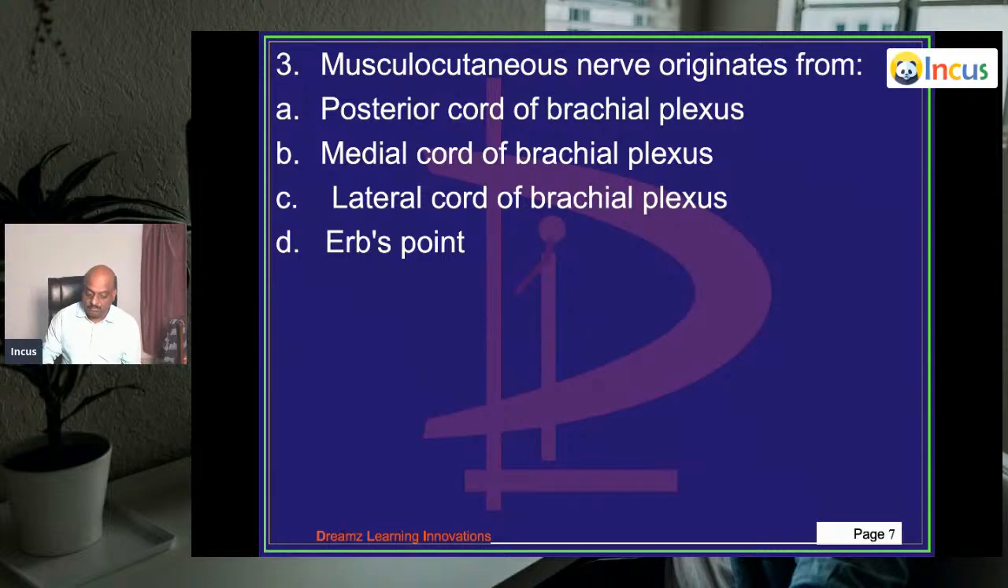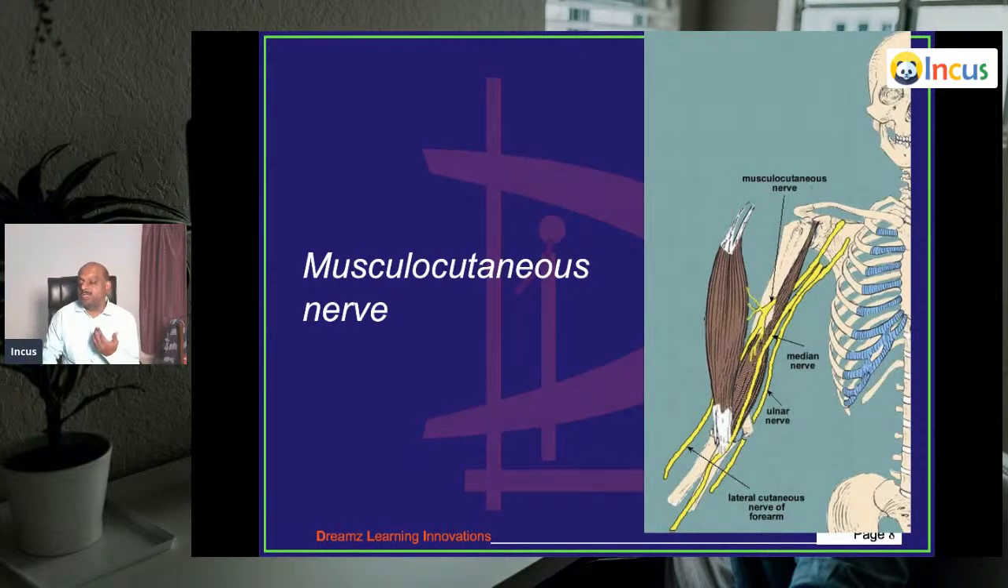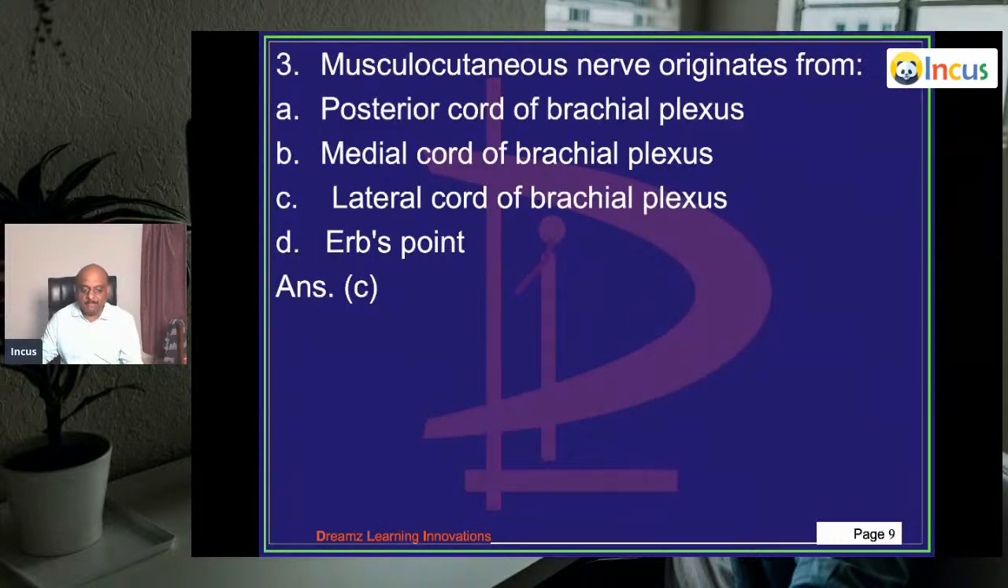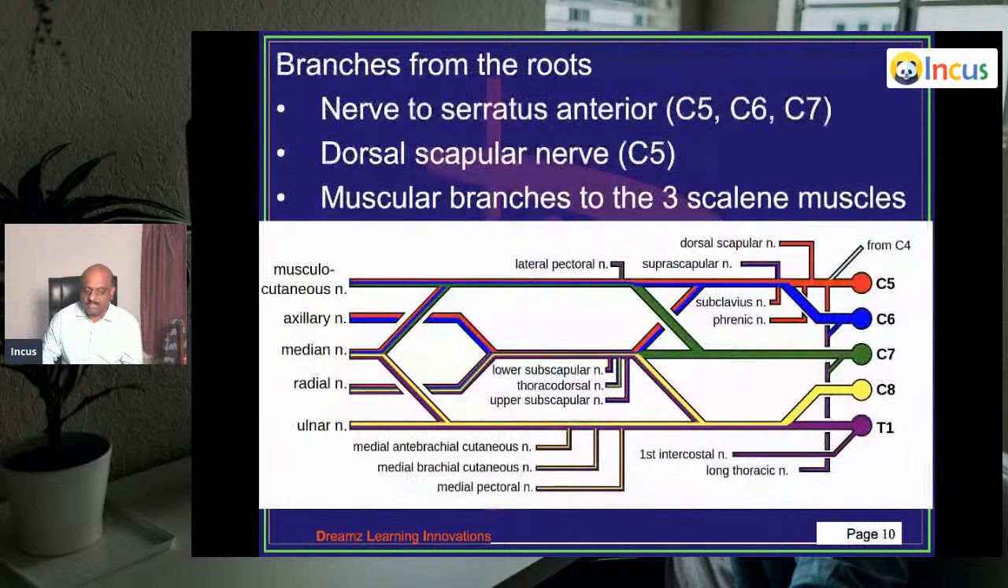Musculocutaneous nerve. From where does it originate? So you should know where the musculocutaneous nerve is typically located. Musculocutaneous, radial, ulnar, all these are the favorite topics of the examiner. It originates from the lateral cord of the brachial plexus. So the branches of the brachial plexus are a favorite area of the examiner.